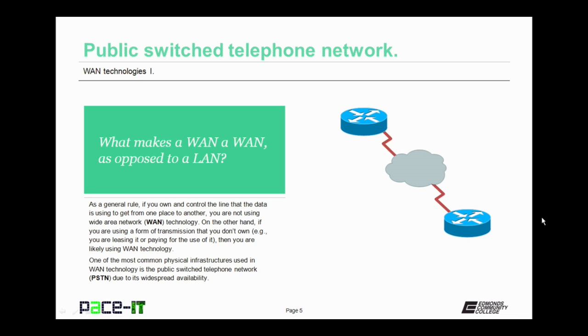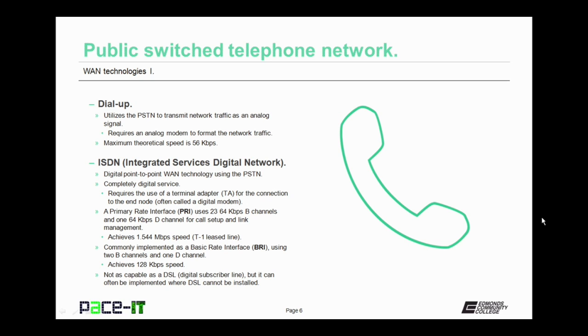One of the most common physical infrastructures used in WAN technology is the public switched telephone network, the PSTN, due to its widespread availability. Just about everybody has a telephone line being run to their house or to their building. An older technology, but still somewhat valid today for WAN technology, is dial-up. Now, dial-up utilizes the PSTN to transmit network traffic as an analog signal. Dial-up does require an analog modem to format the network traffic correctly so it can be transmitted. Your maximum theoretical speed on dial-up is 56 kilobits per second.